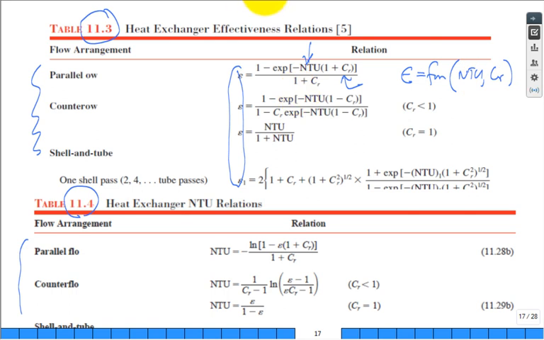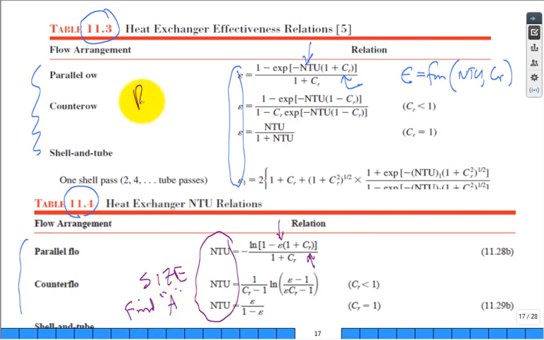Another set of tables are for when maybe I'm given the effectiveness and maybe I'm given C sub R, and I need to calculate NTU. This is to size it, to find the area. The other is to rate it, to calculate Q. So hopefully you see the pattern. One set of tables goes in one direction, the other set of tables goes the other direction. Now, I truncated those tables.